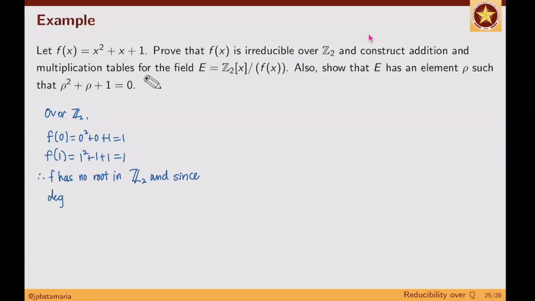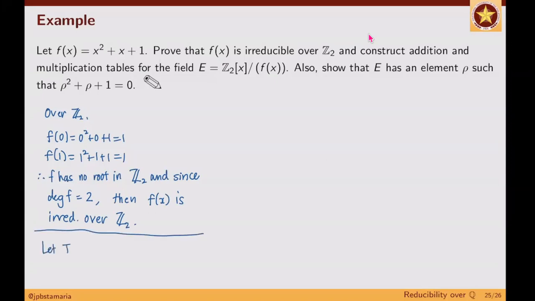Since degree of f is 2, magpa-follow na si f of x is irreducible. Madali yung una, no? Okay. Now, we are now going to form the field E, which contains the cosets of this ideal. So, ganito yan. Tuturuan ko kayo, ha? Tawagin muna natin I para mas maikli yung ideal generated by this.